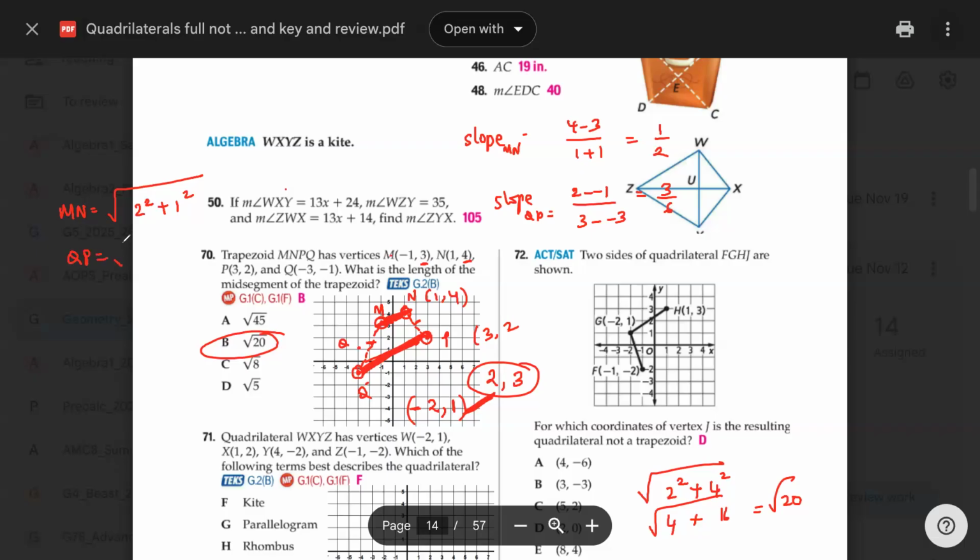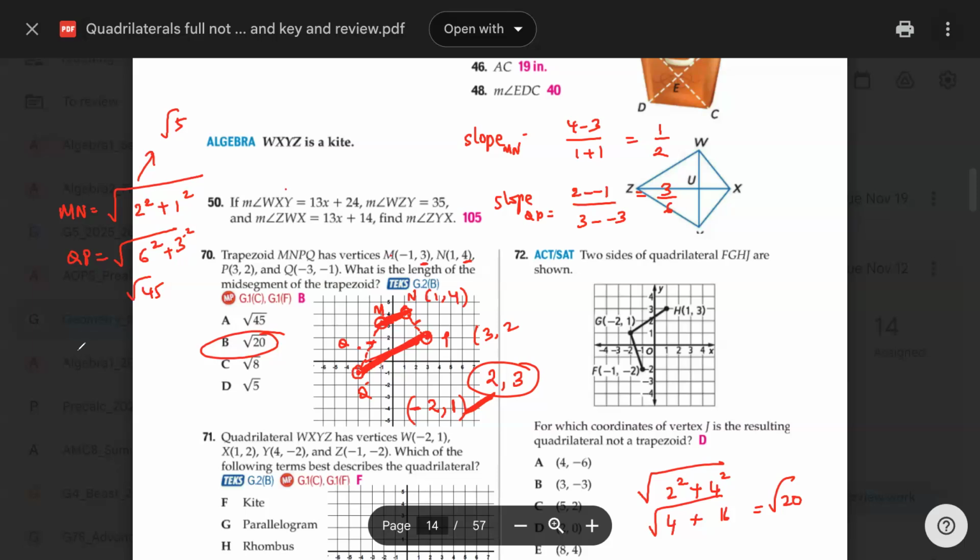QP will be equal to Q and P, right? PQ or whatever it is. So 6 square, then 3 square. Wow. Okay. So this is root of 5. This one is what? This one is 36 plus 9. 36 plus 9 is 45.